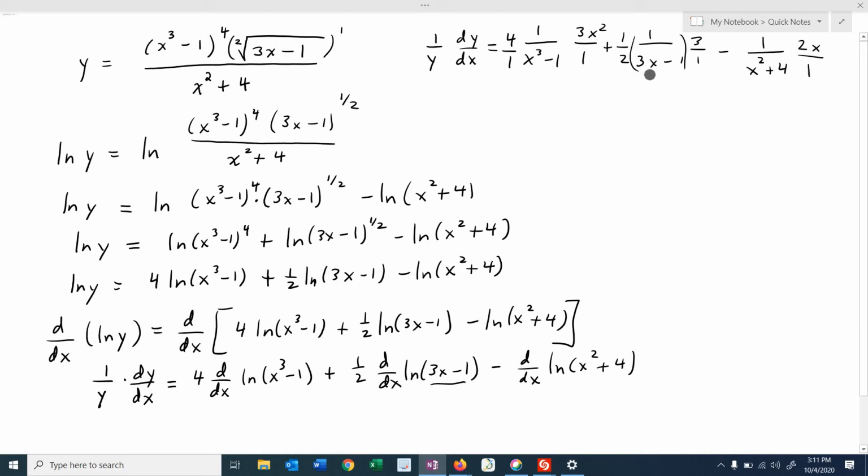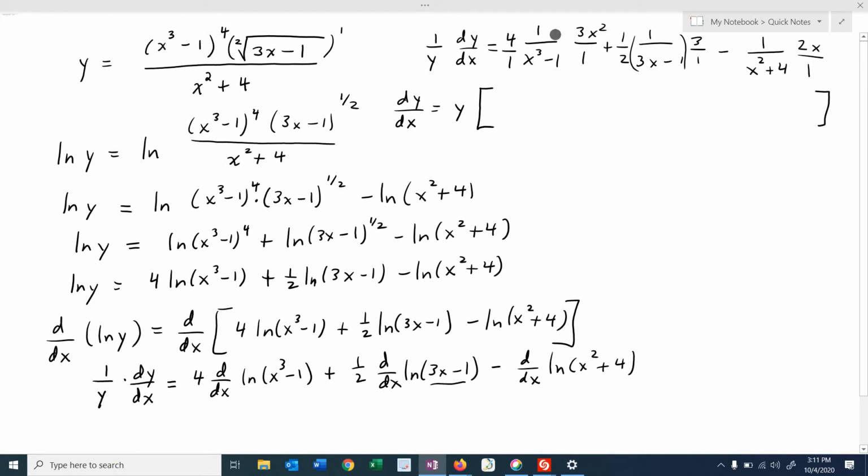Okay, and then the last thing we have to do is we're going to solve for dy dx. Remember, we're trying to find the derivative of this function with respect to x, right? dy dx. So I actually have to multiply this y to the other side. So it's going to be y times all of this. And I'm going to clean this up a little bit.